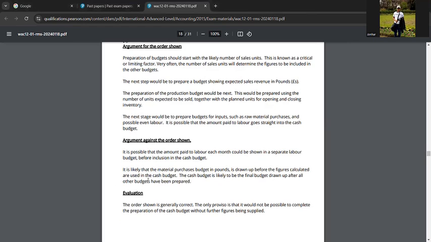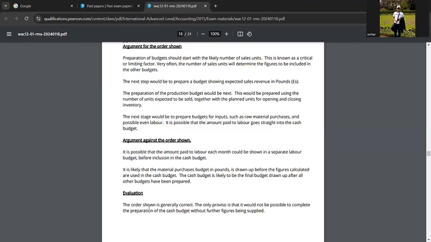Now the other part is that it is likely that the material purchases budget in pounds is drawn up before the figures calculated are used in the cash budget. The cash budget is likely to be the final budget drawn up after all other budgets have been prepared. Look at part C in the question paper. They are asking you to prepare the cash budget first, and only in part D to prepare the material purchases budget. But here they are saying it's better to draw up the cash budget last. So first should be material purchases and only then the cash budget. Did you understand that second point? Yeah, I understood the second point. Okay, that is what they're saying.